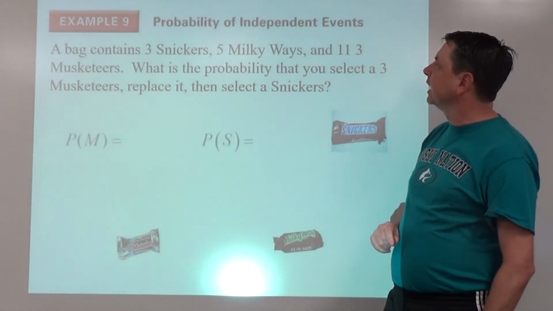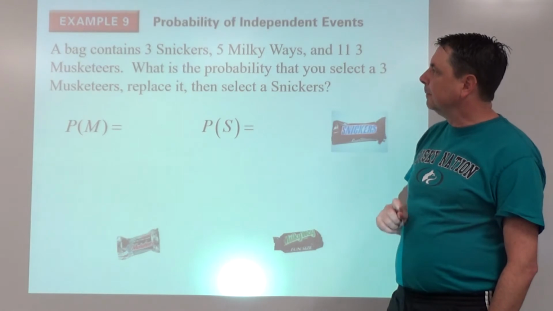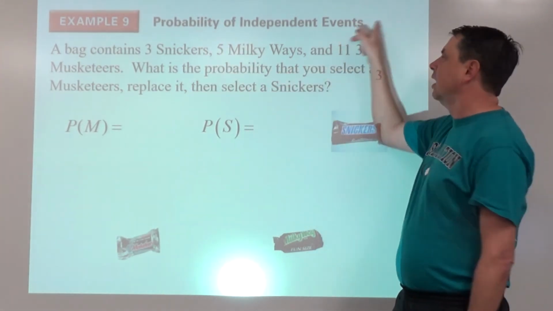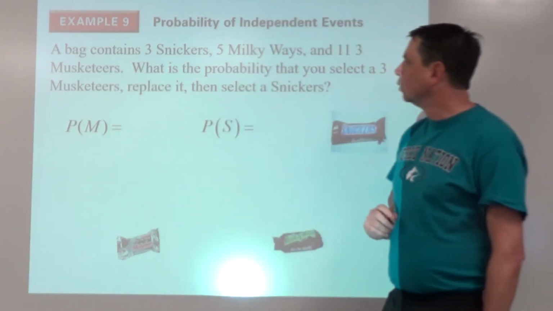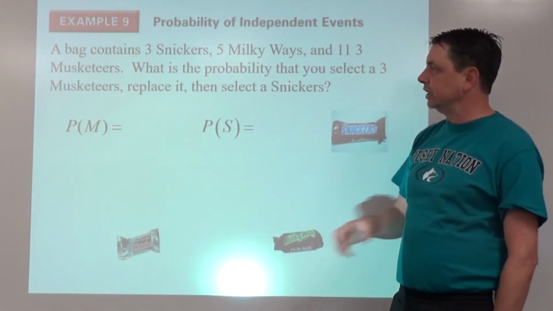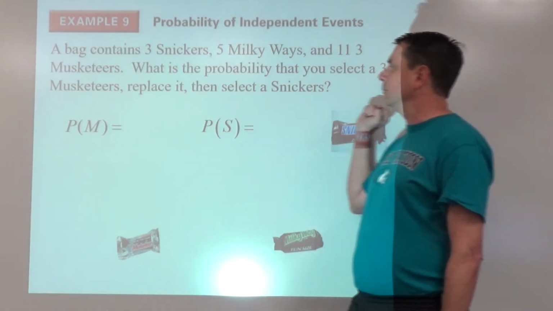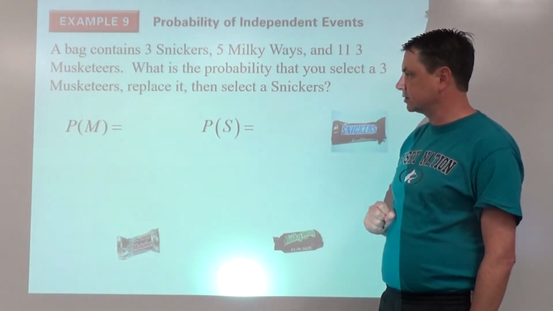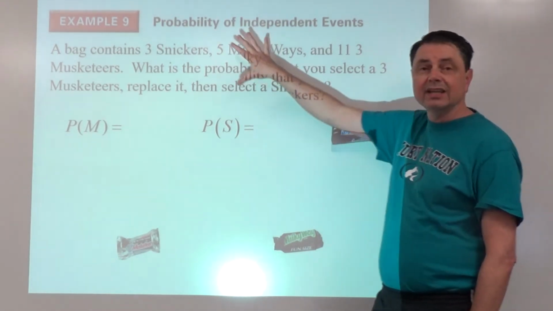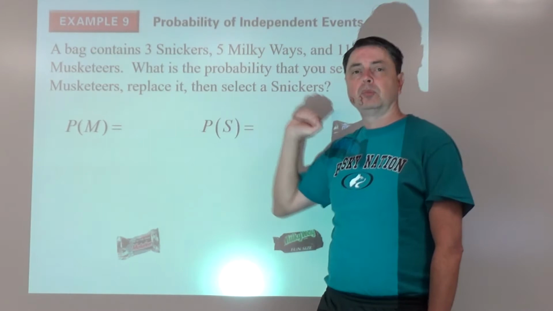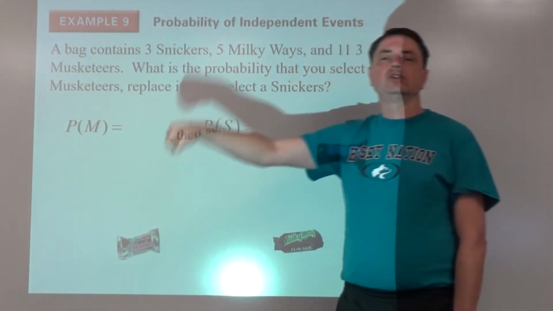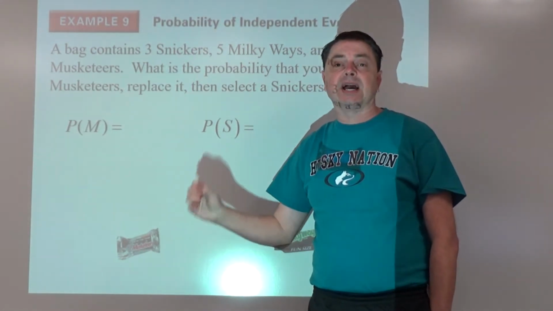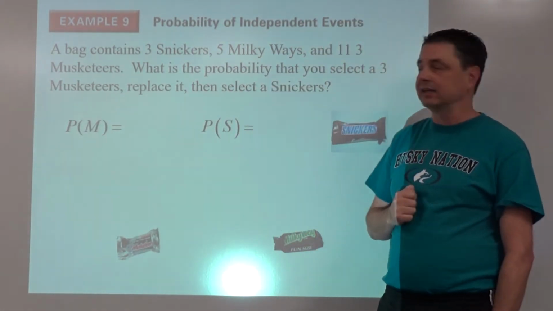All right, example number 9, probability of independent events. A bag contains 3 Snickers, 5 Milky Ways, and 11 Three Musketeers. What is the probability that you select the 3 Musketeers, put it back because it's gross, and then select the Snickers? So these are independent events because of the putting it back. So what you pull first does not affect, since you're putting it back, it doesn't have any impact on the probability on that second event.